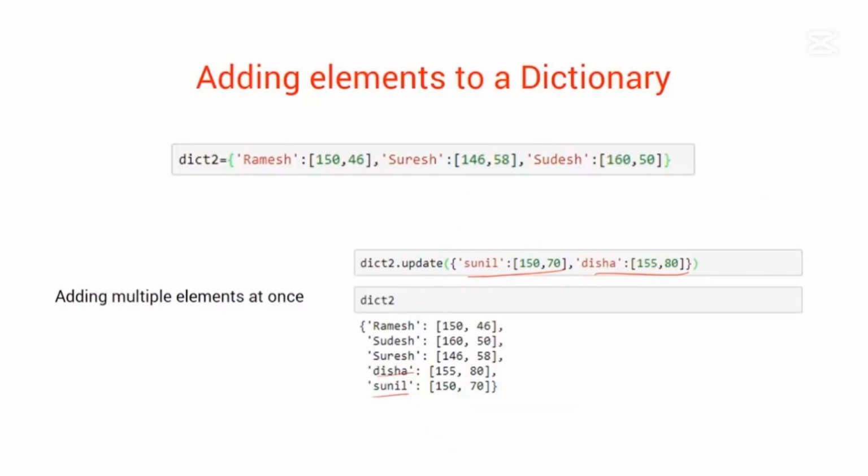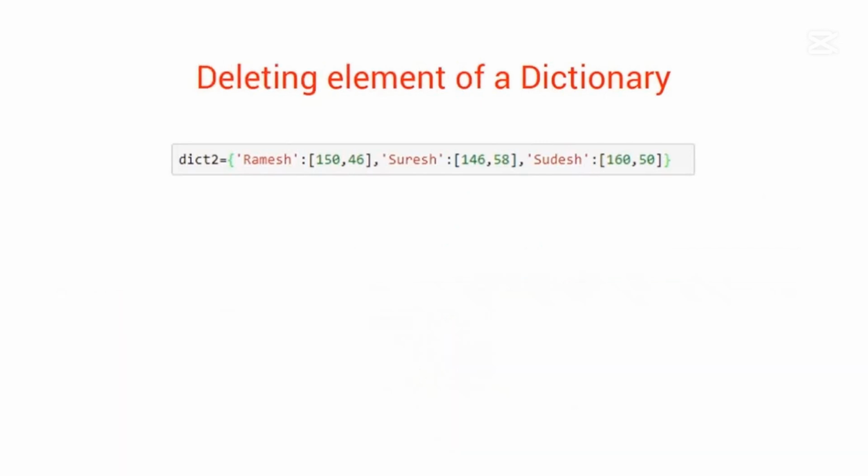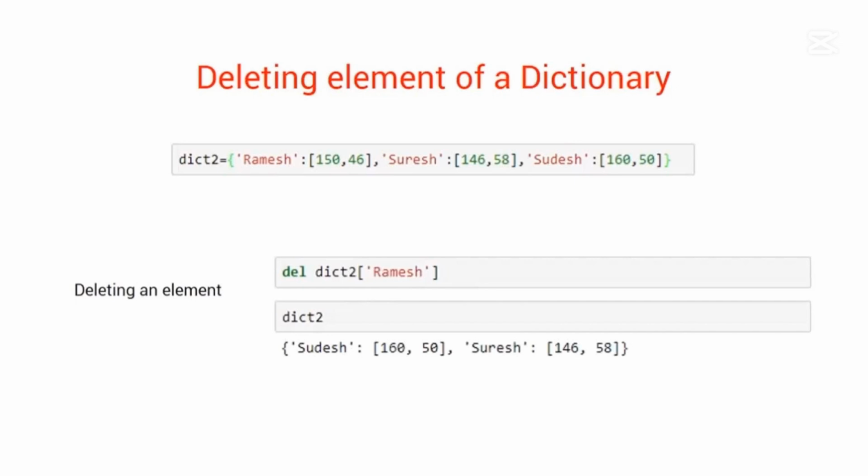This was all about how we can add elements to a dictionary. Now, what if we want to delete elements from a dictionary? This is the dictionary that we'll be working on. Deleting an element in a dictionary is very much similar to that of a list. But here, instead of the index, we pass in the key that we want to delete from the dictionary.